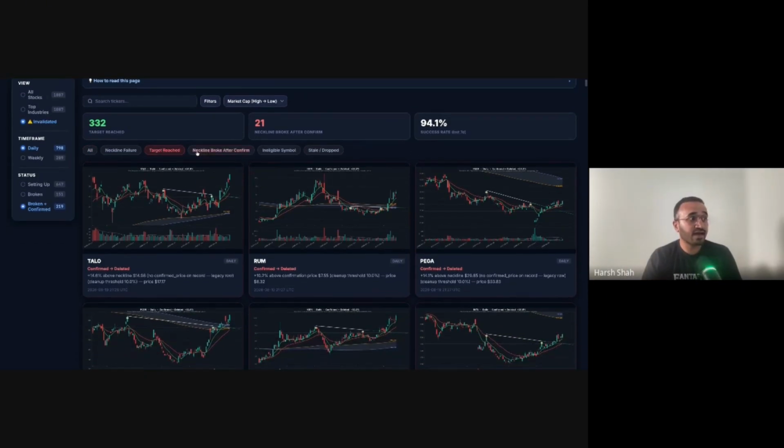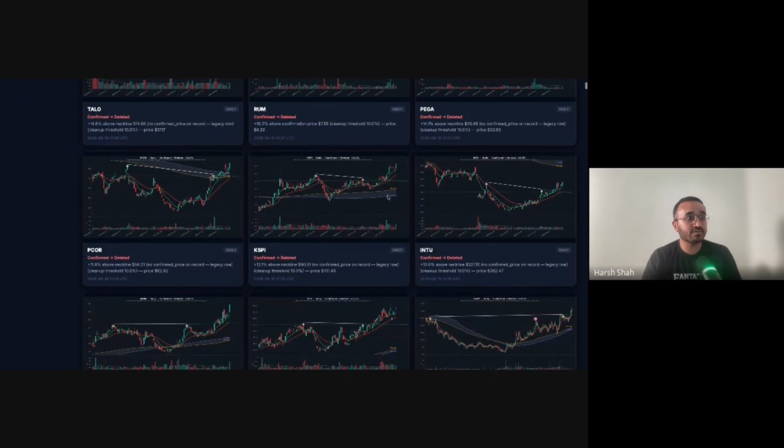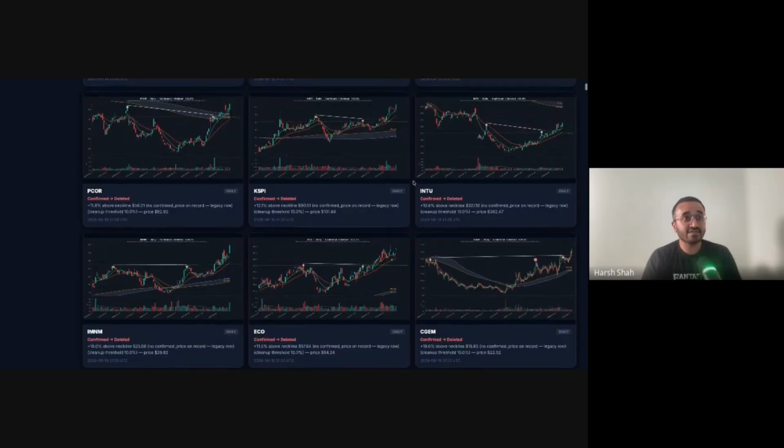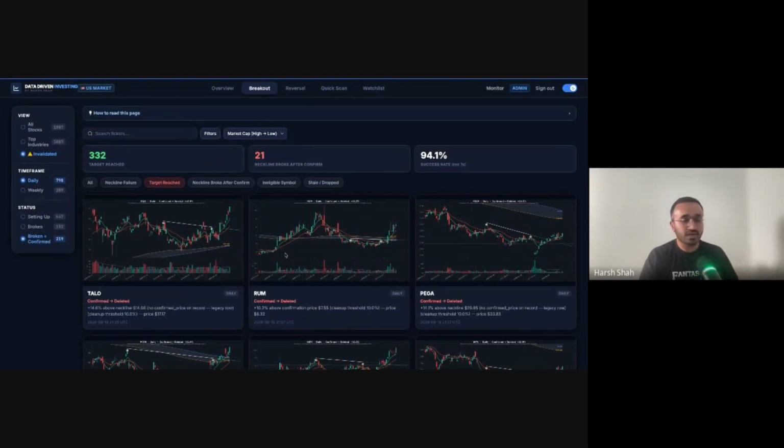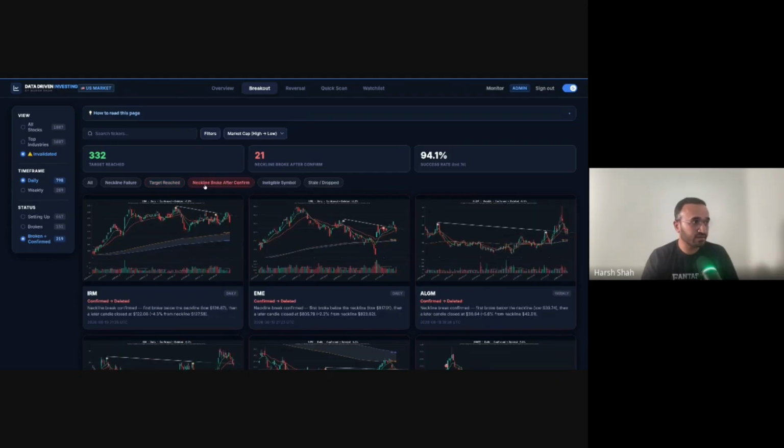And if I look at the target reached, here are all the setups that you'll see that after breaking out, it has continued to go higher. It has Intuit and a lot of different stocks. So yeah, just doing some validation as well and removing all the failures that I see in this bucket, which is it broke out, but it came back. Do we have any questions before I move ahead?